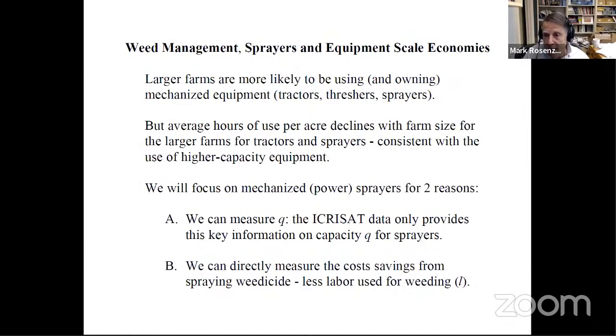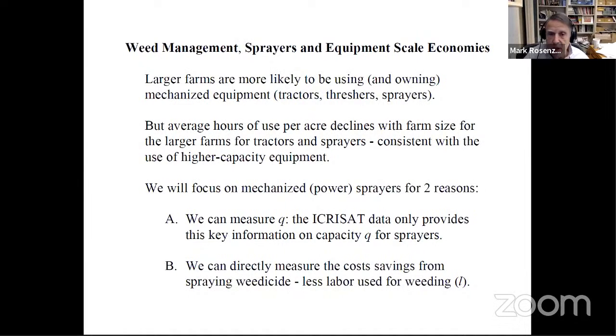So a sprayer that has this higher capacity, more output per unit of time, is a sprayer that is relevant to a larger scale of operation. The reason we can measure Q for sprayers is that the data set provides the amount of material the farmer has purchased and the hours the sprayer is used. So we can divide the material sprayed by hours, and that's a measure of capacity.